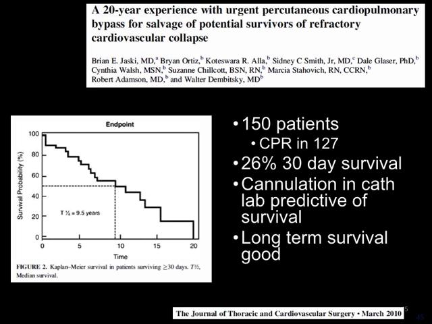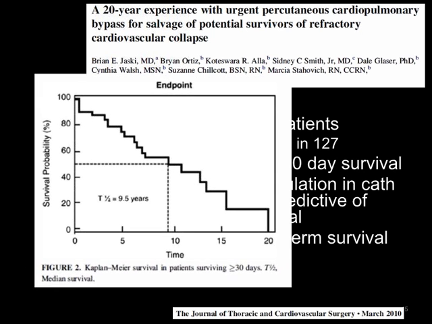How do these patients do long term? 150 patients that received VA ECMO, 26% survival to 30 days. A lot of these patients got CPR, so they actually arrested. However, if they left the hospital, their average life expectancy was 9.5 years. So yes, it's an expensive modality. Yes, there's high mortality, but for those that make it, they live a long time. And I would say that this is very similar to a Whipple in pancreatic cancer. So then we continue to do Whipples. So I think that this is a reasonable modality to implement in the right patient population.